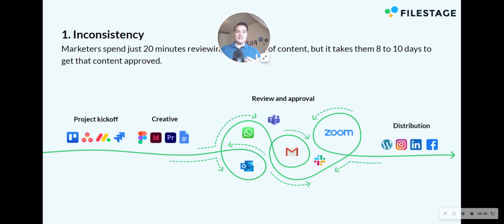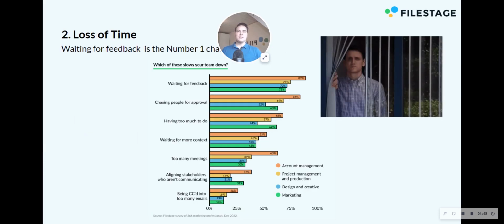And what this does is it basically ties your personal time into organizing the feedback process, which immediately transitions into the second challenge, which is the loss of time, or more precisely speaking, the time that is being lost during the campaign approval. And here's the main reason for it.